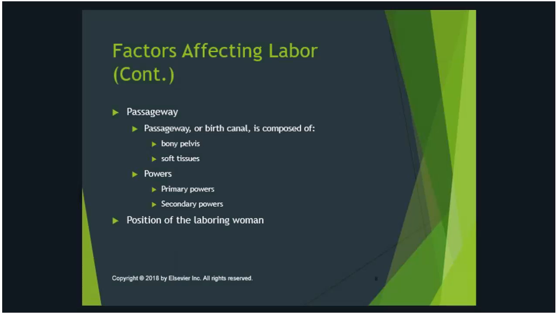Passageway. Our birth canal is composed of the bony pelvis and the soft tissues. The powers can be primary and secondary. Primary would be her contraction. Secondary could be due to oxytocin. And then you have the position of the laboring mother. It's always good while you're delivering or getting ready to deliver to move. So turn her to the right, turn her to the left, sit her up in frog leg position, sit her up in throne position. It's always good to move from side to side. Laying in the same spot waiting for the baby to come is going to take forever.